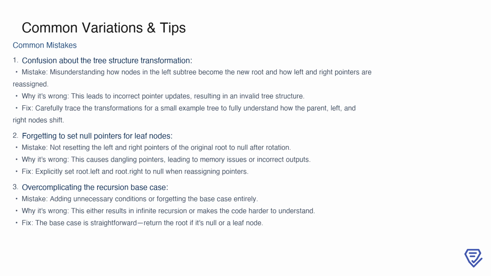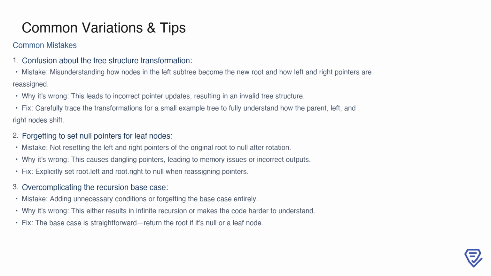To avoid this, it's helpful to trace the transformation step by step using a small example tree. Another frequent mistake is forgetting to set null pointers for the original root's left and right children after rotation. If these dangling pointers aren't reset, it can lead to memory leaks or incorrect outputs. Make sure to explicitly set root.left and root.right to null during the reassignment.